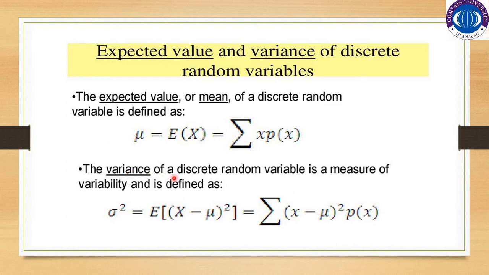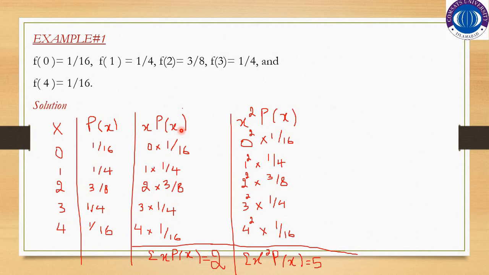The variance of a discrete random variable is a measure of variability and is defined as sigma square. Sigma is a Greek letter which we use to represent the variance. Sigma square represents the variance, and is equal to expected value of x minus mu whole square, which is equal to summation x minus mu whole square into p of x, where mu is the expected value of x. How can we find this?